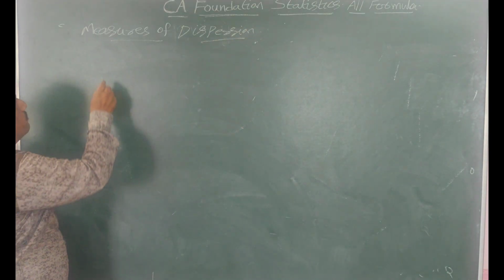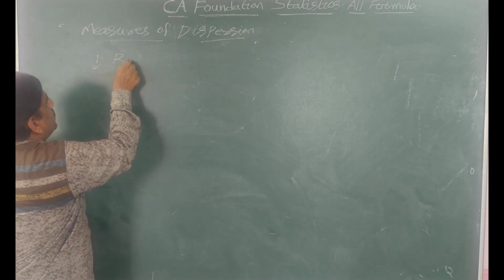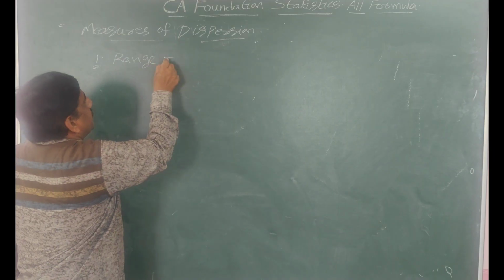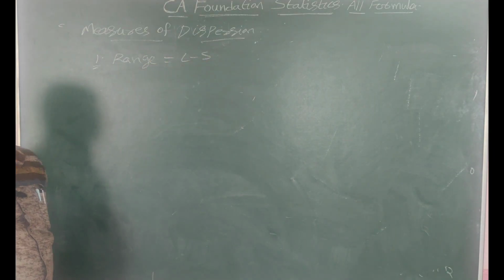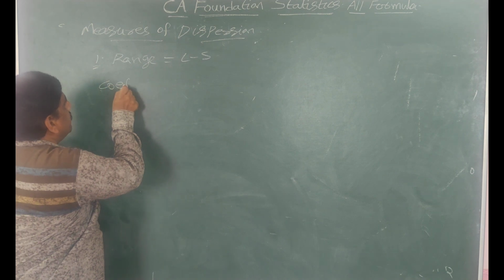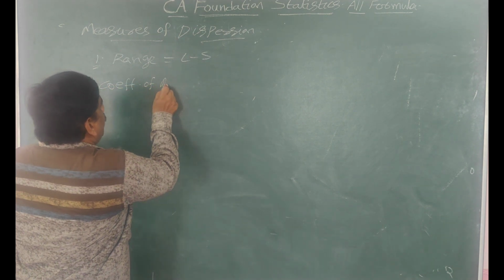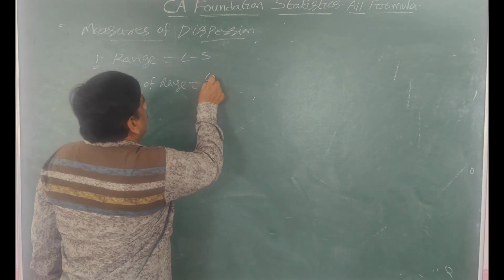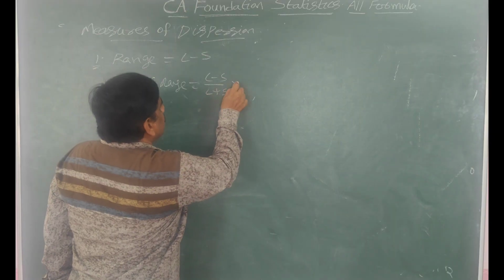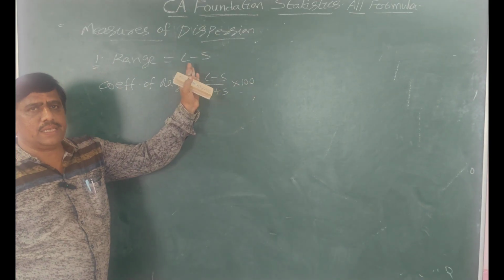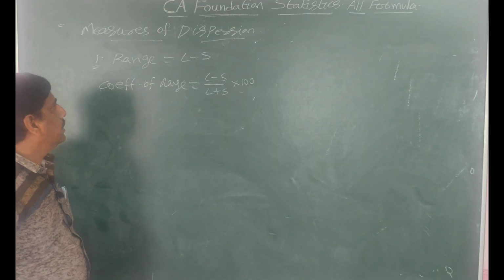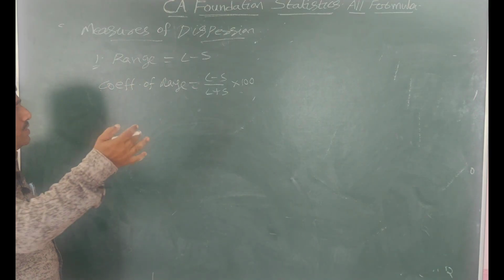Firstly, range. The formula for range is L minus S, or maximum value minus minimum value, larger value minus smaller value. Coefficient of range. The formula is L minus S by L plus S into 100 if it is expressed in percentages, otherwise L minus S by L plus S. Okay, this is about range, the first measure of dispersion.